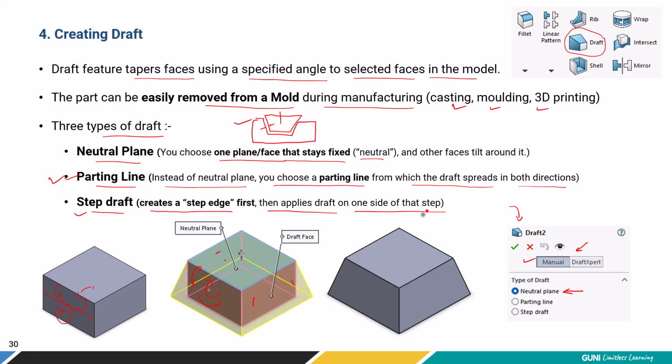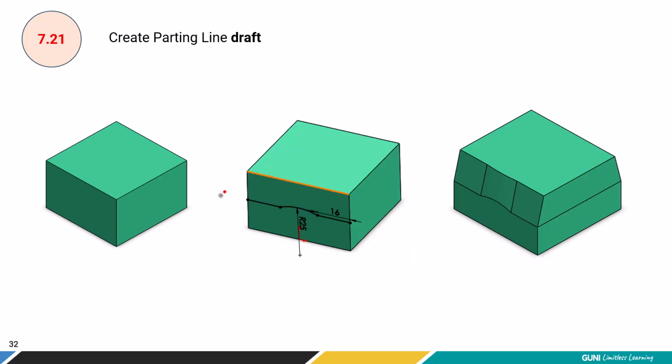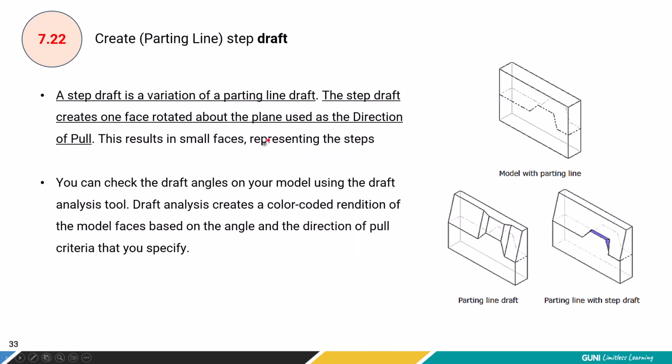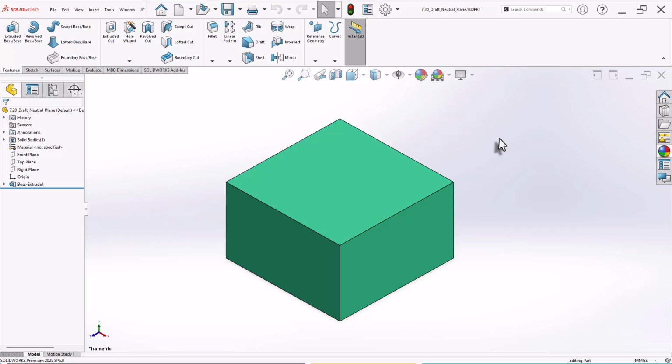We'll see all these three types of draft through exercises. In 7.20, we'll explore neutral plane draft. In 7.21, we'll try to explore the parting line draft. And in 7.22, we'll try to explore the step draft, which is an extension of parting line, through an example. Now open the exercise file 7.20 neutral plane draft.